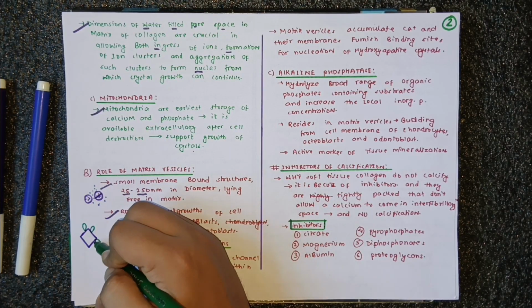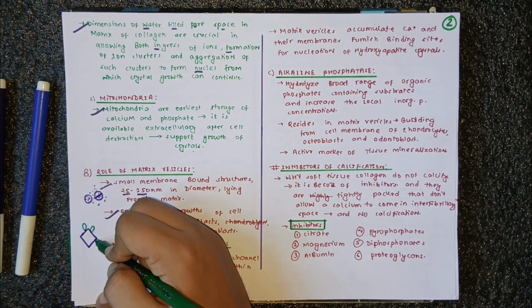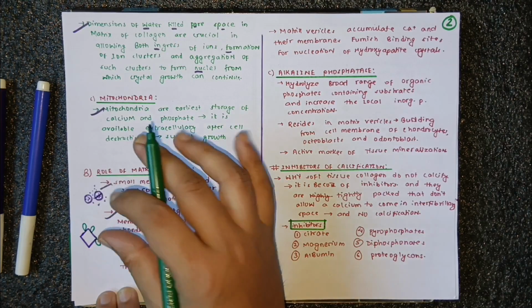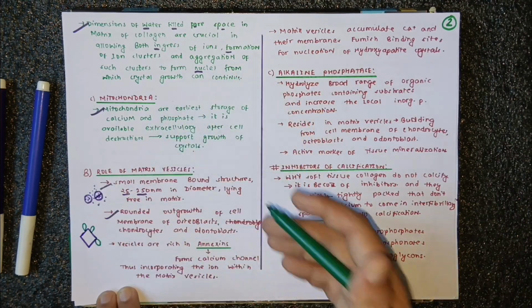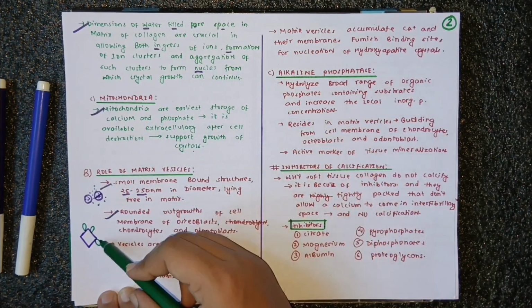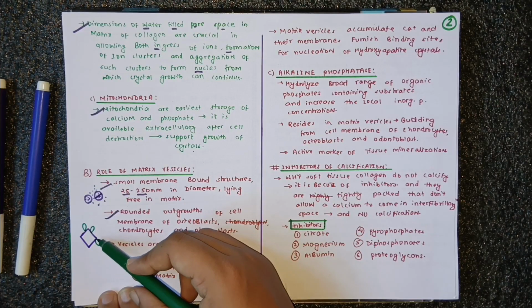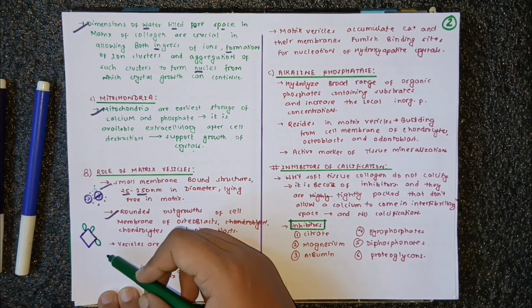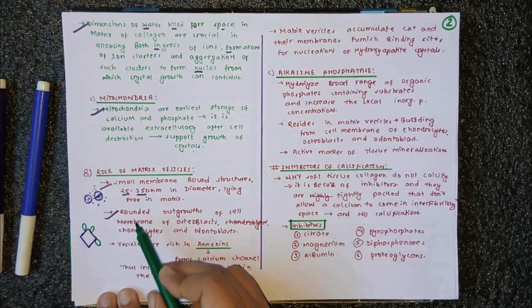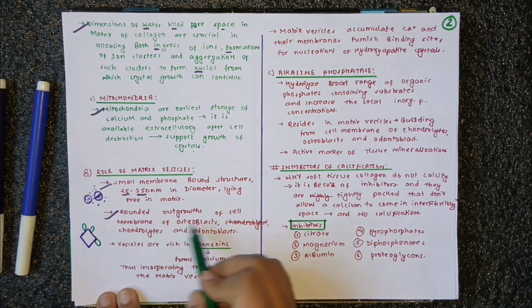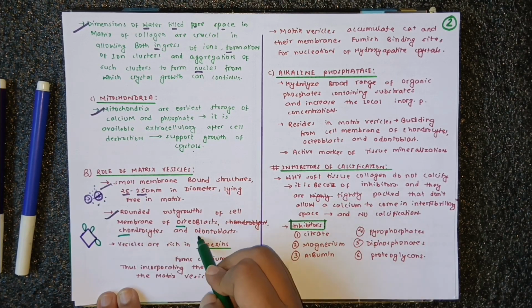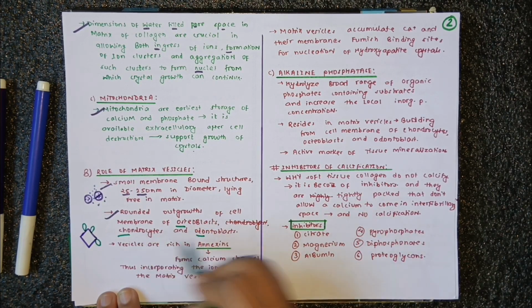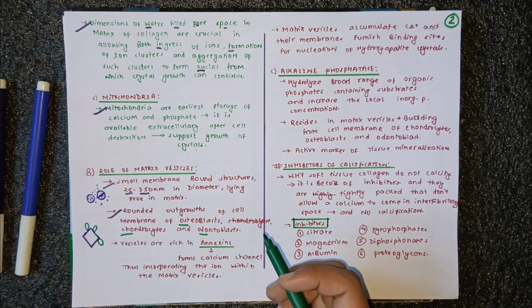They are outgrowths of this cell membrane, and when it reaches its full size, it just buds off. It cuts off its connection with the cell and forms the matrix vesicle. So just think, they are the rounded outgrowths of the cell membrane of the osteoblast, chondrocyte, and odontoblast, and this is very important. Remembering those cells will help you in the exam.